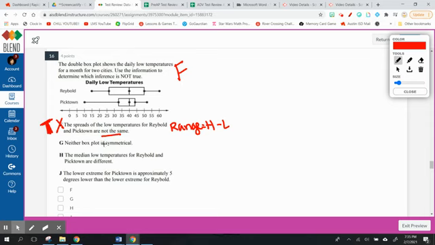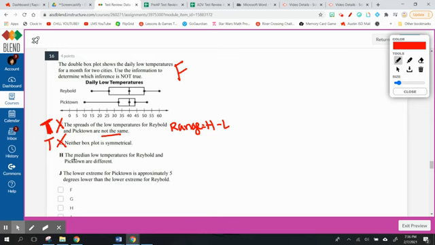Neither box plot is symmetrical. Symmetrical, right? Like same on both sides. If we draw a line down the middle, are they the same on both sides? Nope, neither one is. So that is a true statement, so it's not one we want.